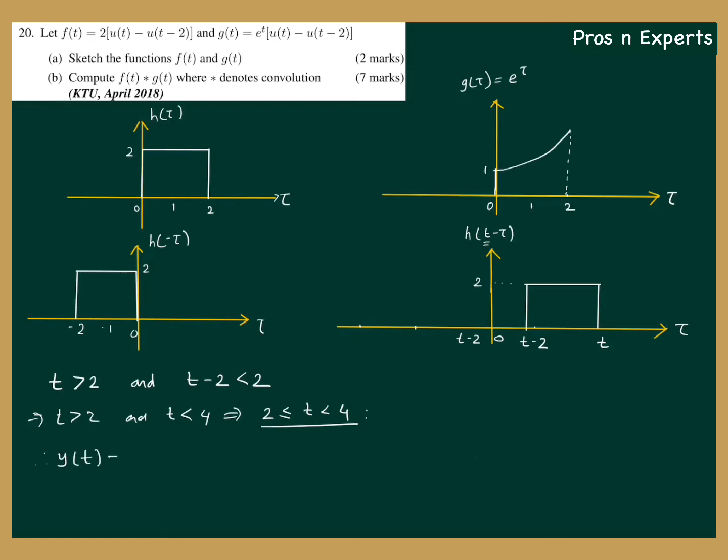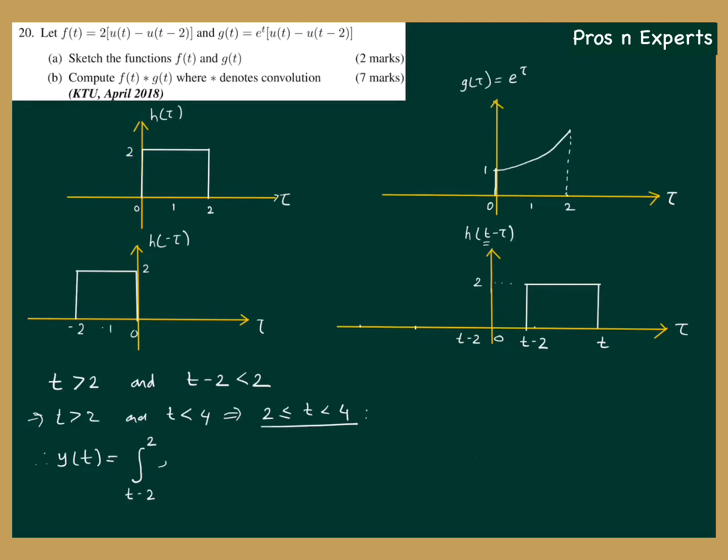Therefore, y of t is equal to, what is the integral limit? Instead of minus infinity to infinity, now the overlapping position is from t minus 2 to 2, right? After 2, here it is 0. So no need to integrate up to t, right? So t minus 2 to 2 is the new integral limit.